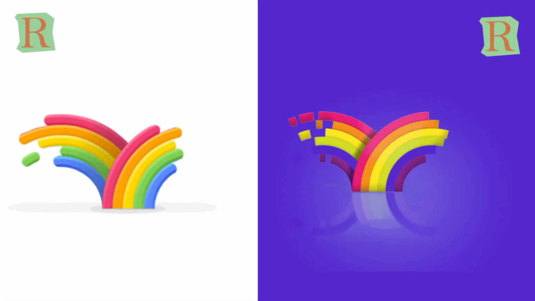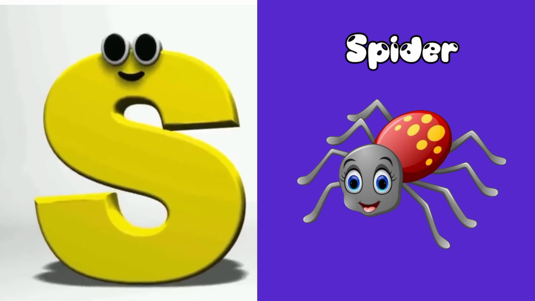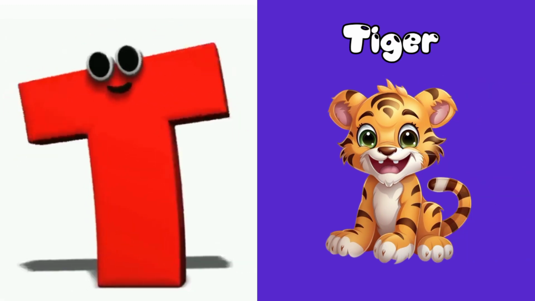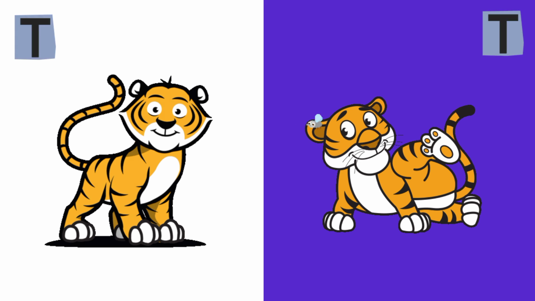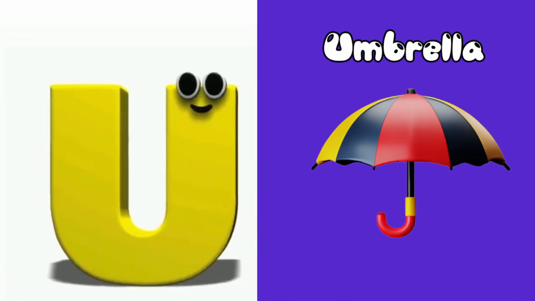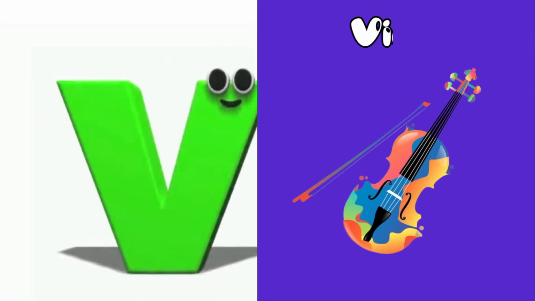R, rainbow. S is for spider. Spider, spider. S, spider. T is for tiger. Tiger, tiger. T, tiger. U is for umbrella. Umbrella, umbrella. U, umbrella. V is for violin.